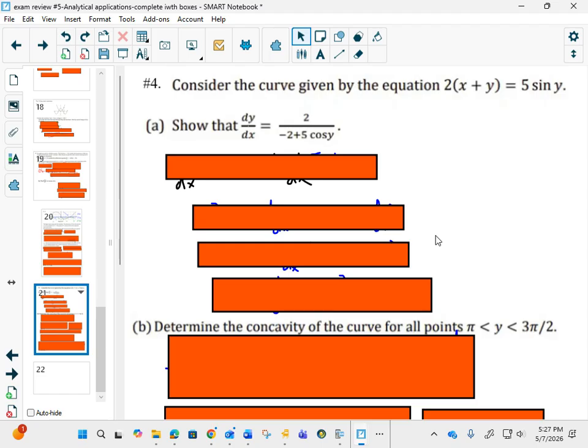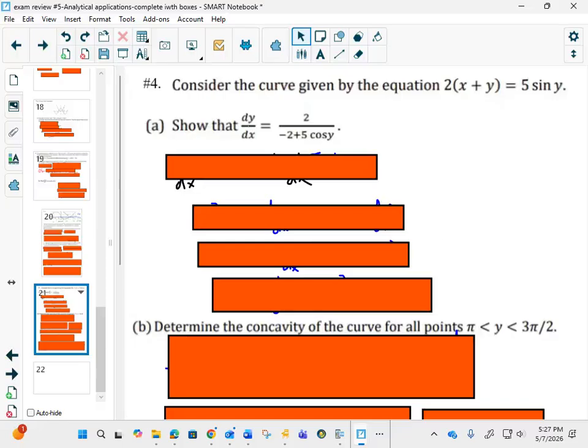We're going to math. Consider the curve. This definitely looks like implicit differentiation, doesn't it? It does. Show that the derivative is equal to this.